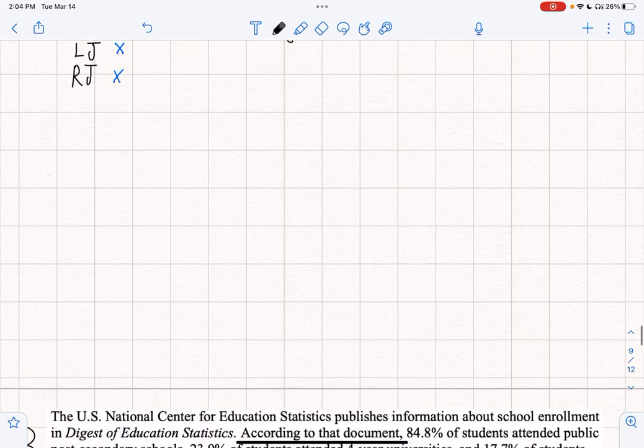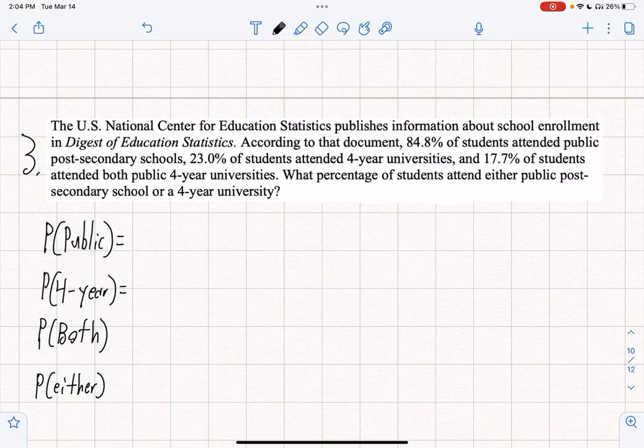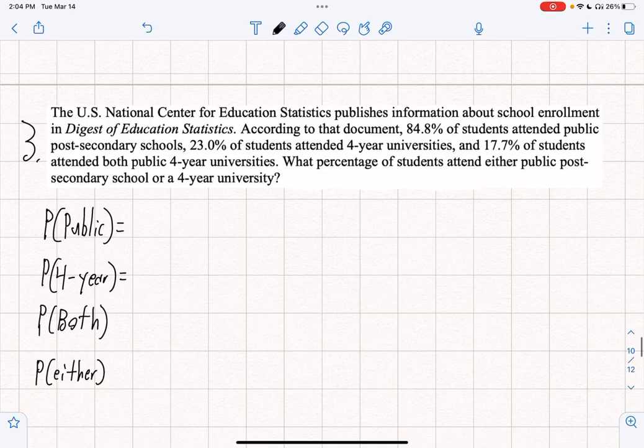Okay, moving on to number 3. So we are told in the Digest of Education Statistics, according to this document, 84.8% of students attended public post-secondary schools. So let me just go ahead and redefine public as the event A. So the probability of public, we'll call the probability of A. And we are told that 84.8% of students attend public.